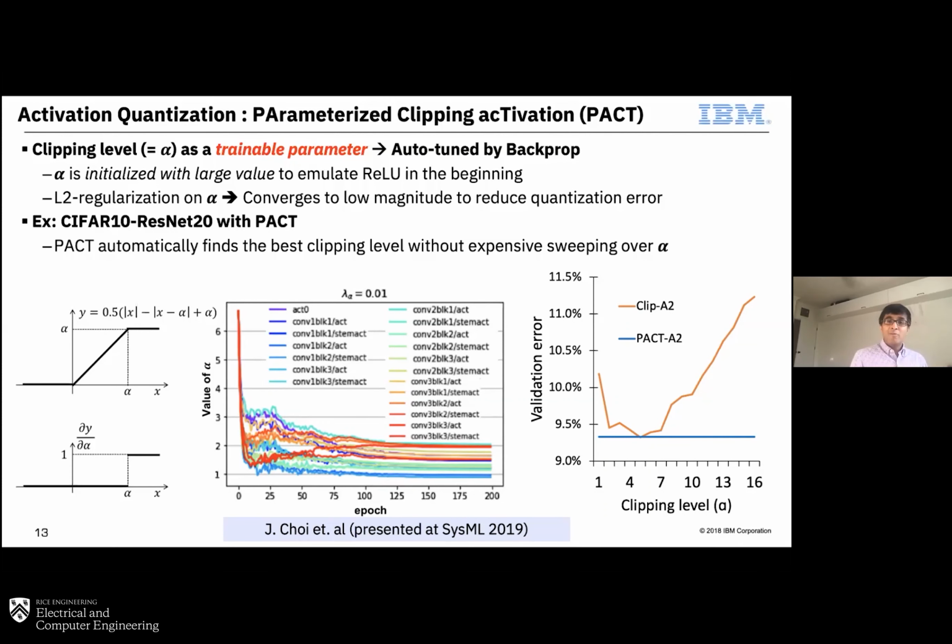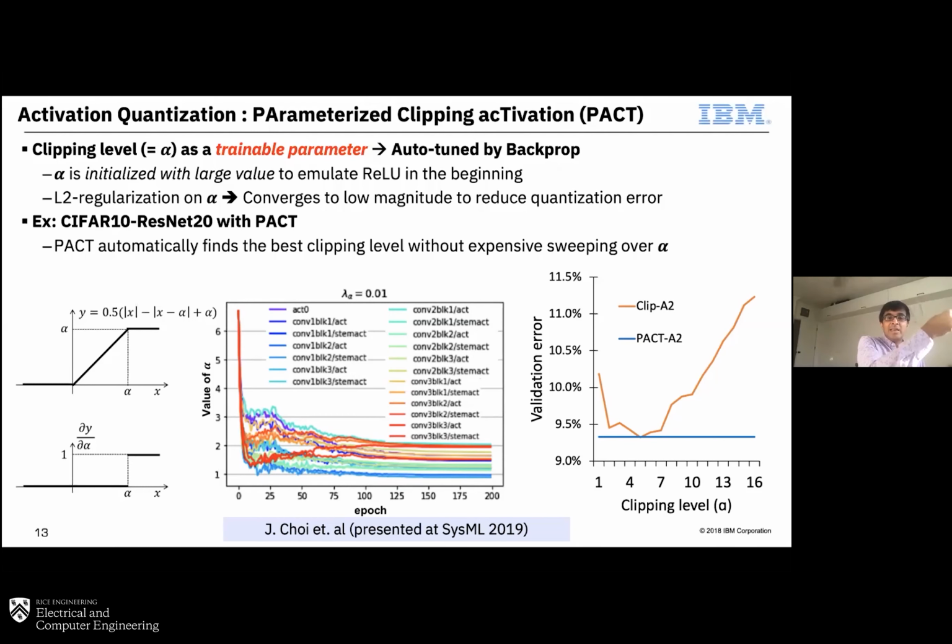The key idea for PACT, which was the activation quantization technique, was to figure out how the network can automatically learn the clipping value. So you have a function like ReLU, it's unbounded, you have to clip it. And instead of clipping it manually, make it a trainable parameter that is auto-tuned by backpropagation. So this is what we did. We came up with this idea where we initialized it to a large value at the beginning, and we let the network figure it out.